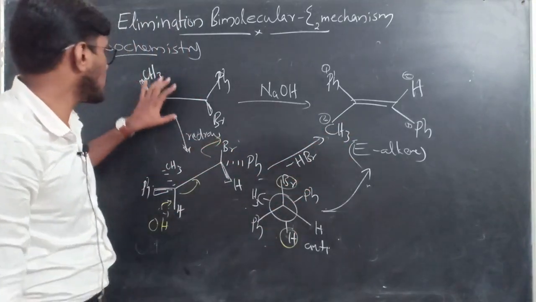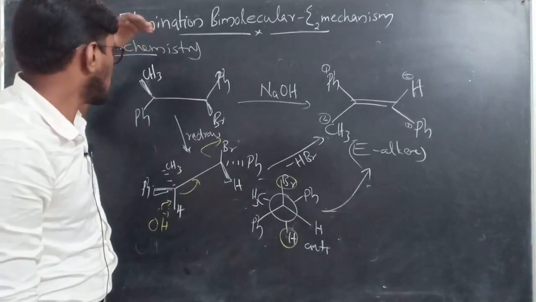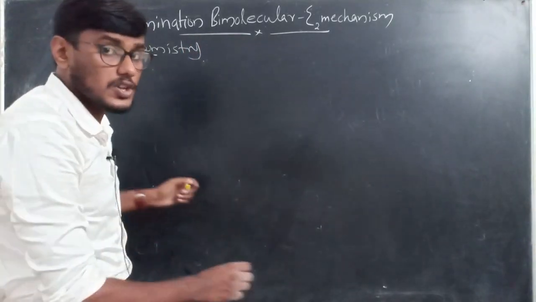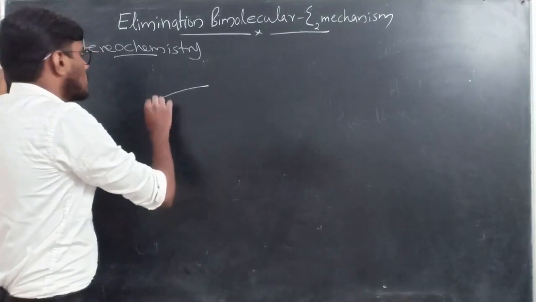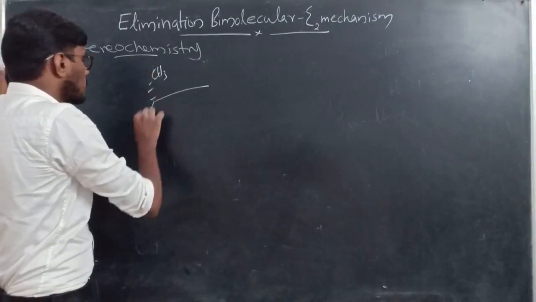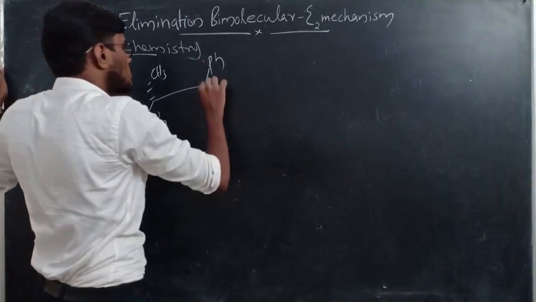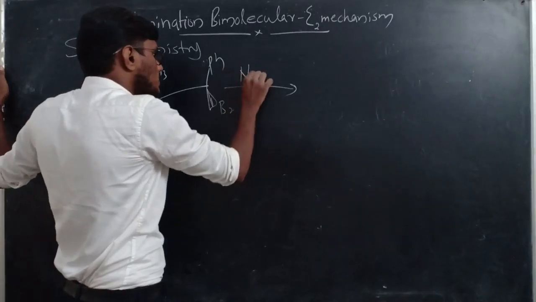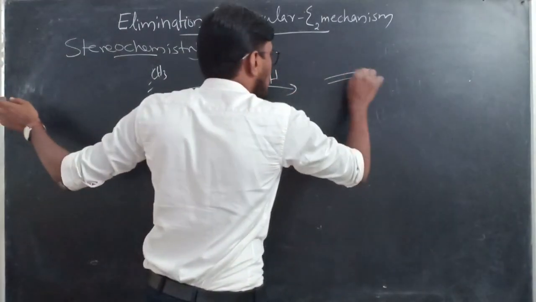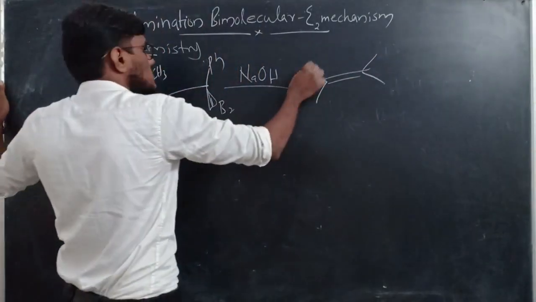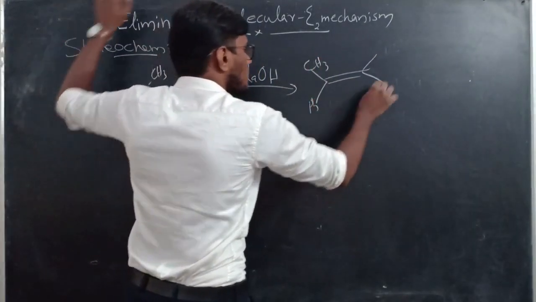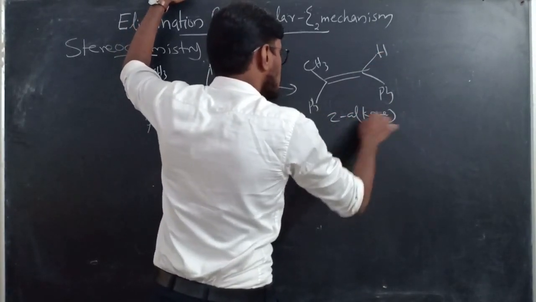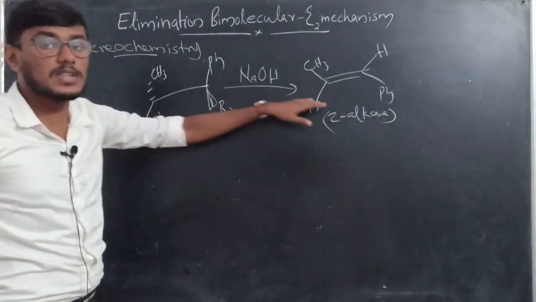Next, we are taking another diastereoisomer of this compound and checking whether it is E or Z. Another diastereoisomer of that compound is this one, CH3, Ph, Br. This one on reaction with NaOH gives a product alkene like this, that is CH3, Ph, H. You can see that it is a Z alkene. So this diastereoisomer gives the Z alkene.